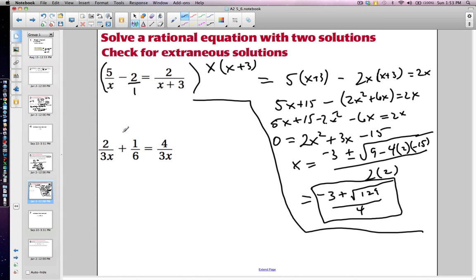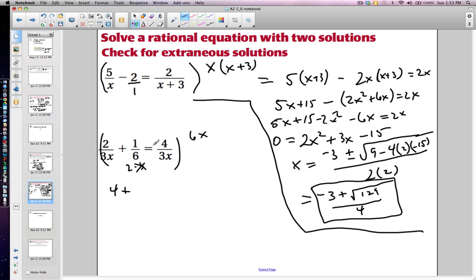I want to multiply both sides of the equation by the least common denominator. This is 2 times 3. This is 3 times x. So I'm going to use the 3, the x, and then I'm not going to use this 3. I need to use the 2. 6x. When I multiply 6x times this, the 3x will cancel and be 2 times 2, which is 4.